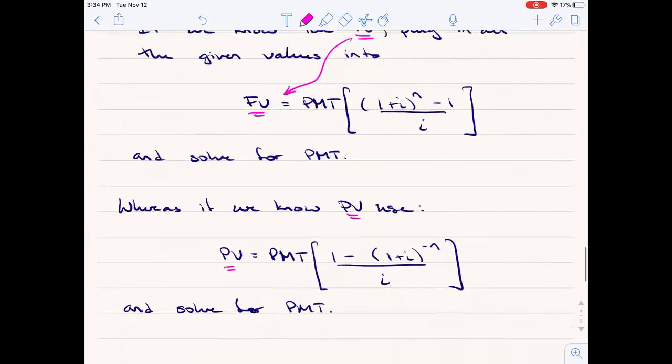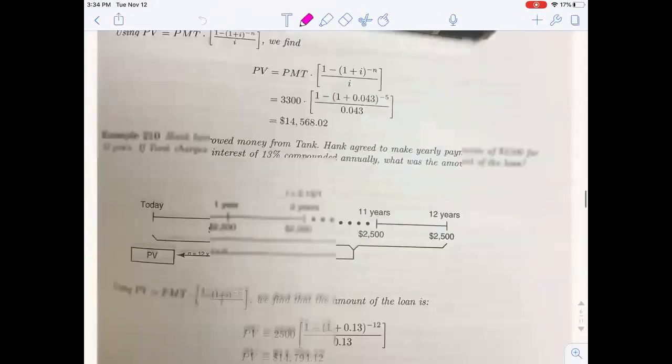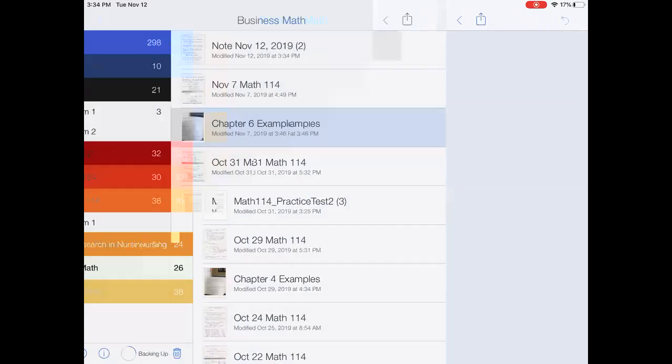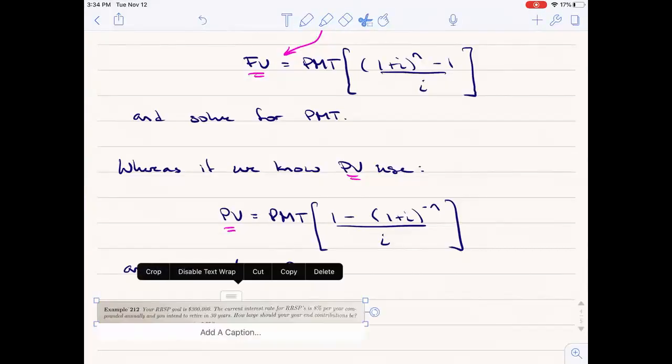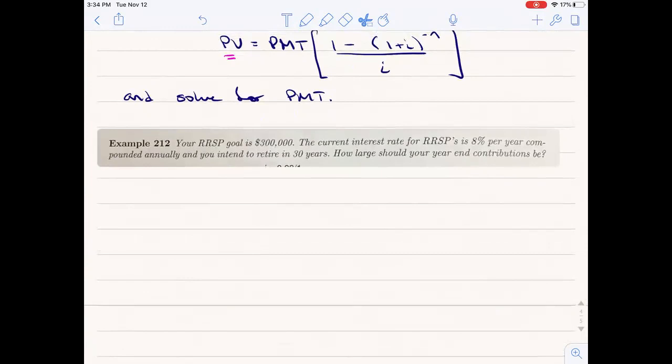And so if we do example 212, let me see here. Your RSP goal is $300,000. The current interest rate for RSPs is 8% per year compounded annually, and you intend to retire in 30 years. How large should your year-end contributions be?